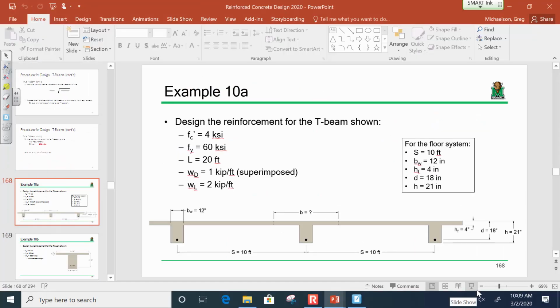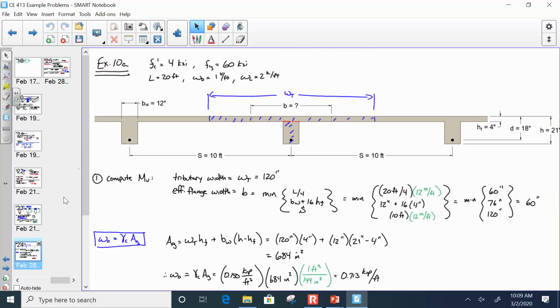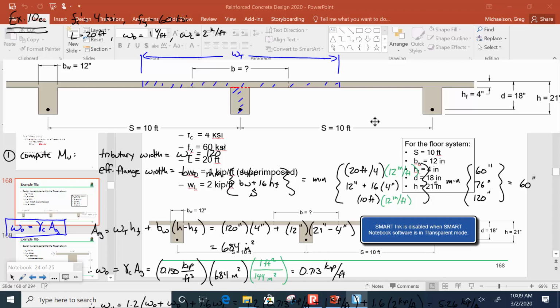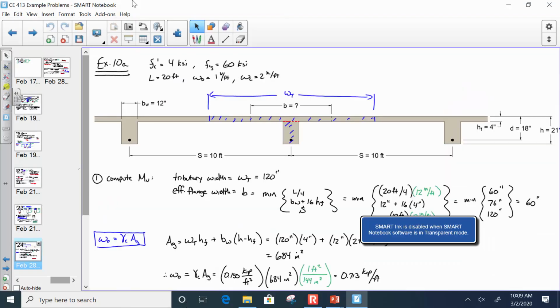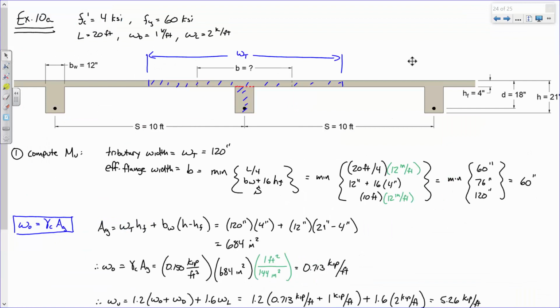So we had a full-blown floor system, and here's what we did. We started here. I wanted to do full screen with not a transparent background. So, here's our floor system. It was 4 ksi concrete, 60 ksi steel. The floor system is 20 feet long. It was subjected to 1 kip per foot dead load, 2 kips per foot live load.